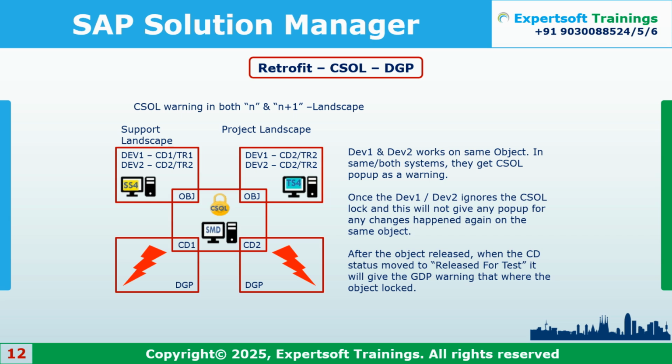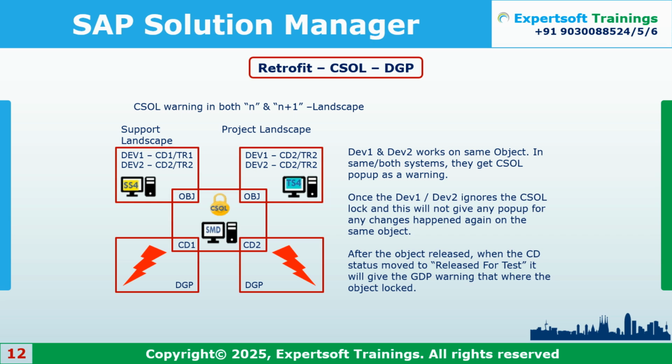So this CSOL will be captured. CSOL is a warning. It will be shown once the same object is used by two developers, and in any other system also. Not only a single system: in any other system, if the same object is used by any developer, they will get a CSOL pop-up, cross-system object lock.